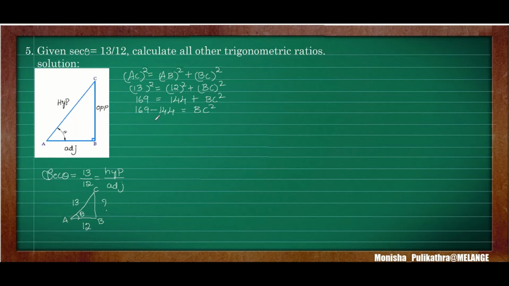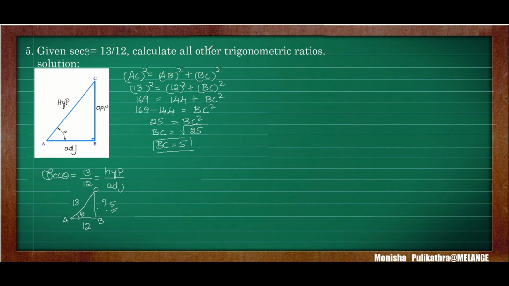So 169 minus 144 is 25, which is equal to BC square. So BC is equal to square root of 25. So BC is equal to 5. So the value of BC will be 5. So this will be 5.